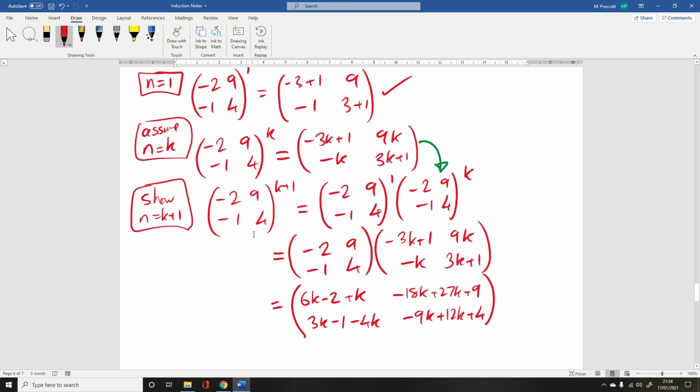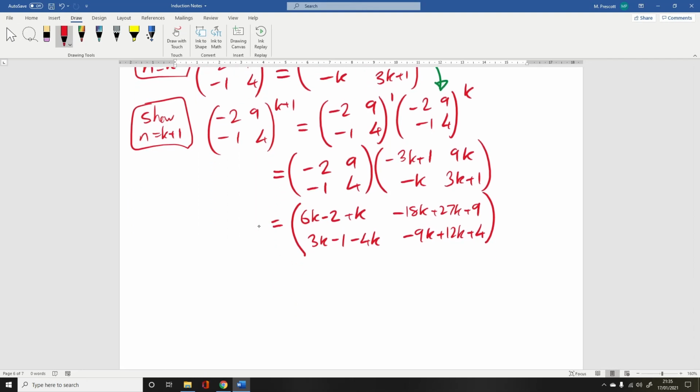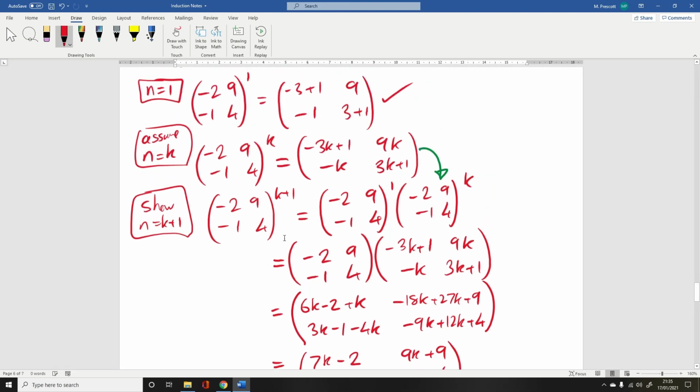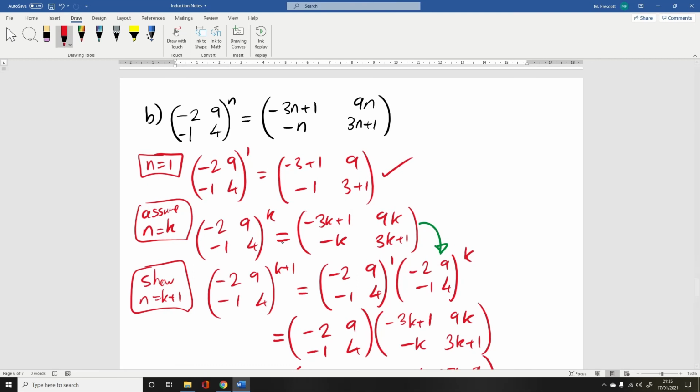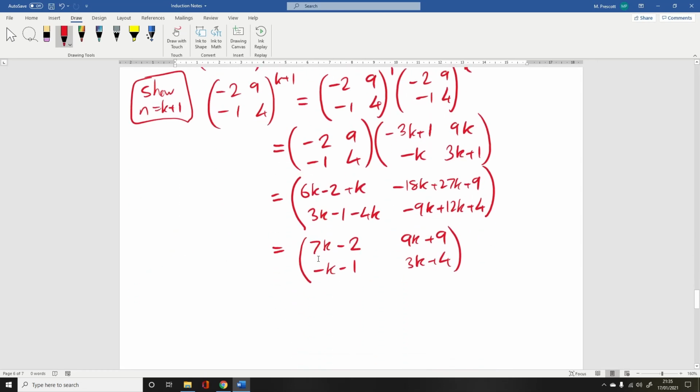Okay. We should tighten this up a little bit. This would give us overall 7k minus 2, minus k minus 1, 9k plus 9, and 3k plus 4. Now look at what we're trying to show. We're trying to show that this goes 3 lots of k, 3 lots of k plus 1 plus 1, 9 lots of k plus 1. So we want to try and take out factors here of 3, 9, 1, and 3.